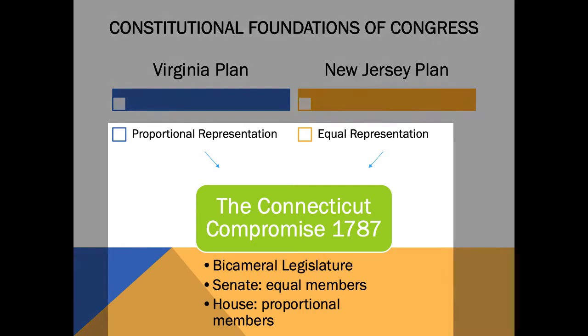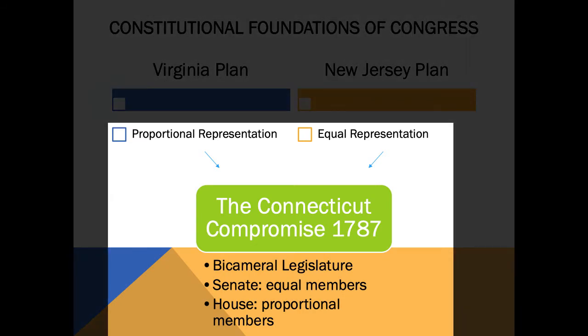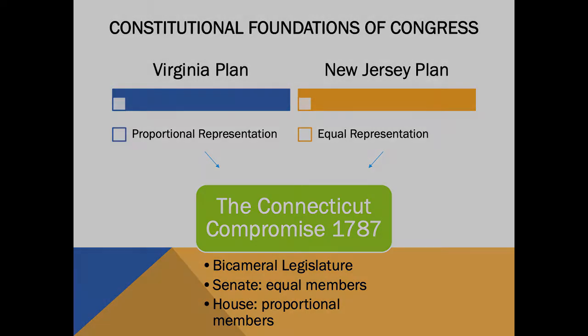And as we know, in the Connecticut Compromise, one of the more commendable negotiations in American history, the elements of each plan were merged to create a bicameral legislature with a House of Representatives, where membership would be based upon population, and an upper chamber, known as the Senate, where representation would be equal across all states.